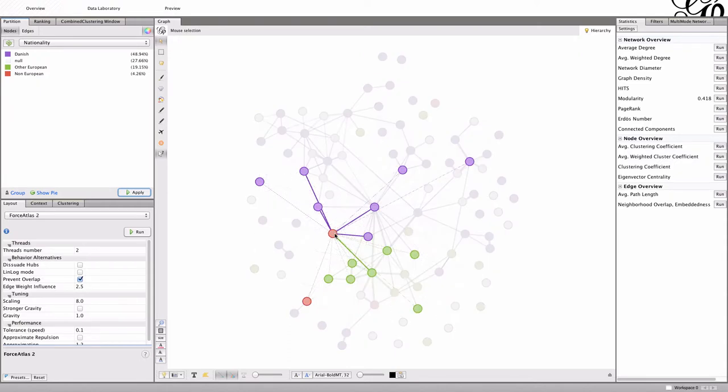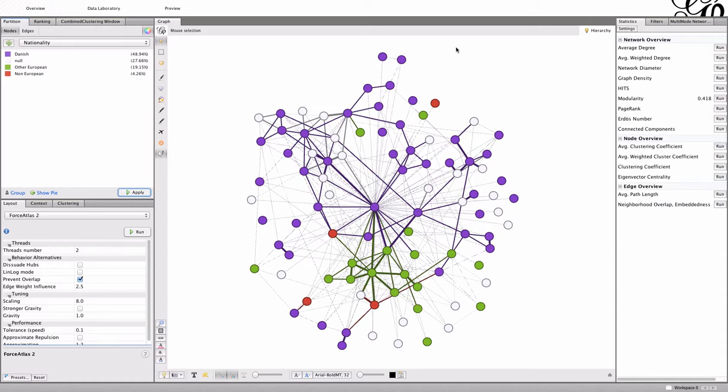Same thing here to a big extent, a similar situation. Another non-European who happens to have a lot of ties with Danes and with other Europeans. So, interesting locations in the network. And yeah, you can look at a lot of different things, but these are some examples. Anything in terms of nationality that calls your attention? Or draws your attention? No?